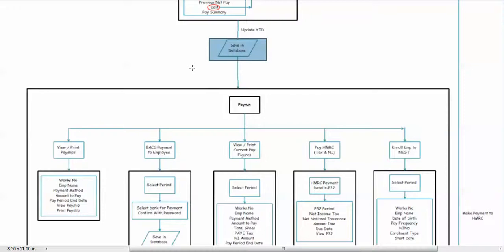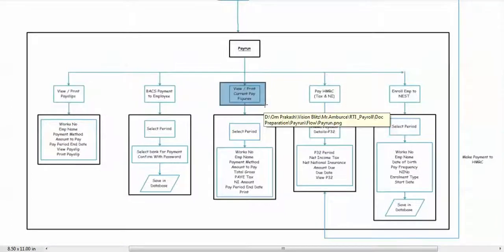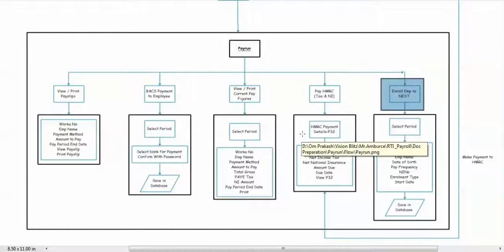the same data has been saved in the database, the payroll of bank payment to employees, viewing or printing pay slips, viewing or printing current pay figures, tax and national insurance payment for the organization to HMRC, and enrollment of the employee to the next pension scheme will be happening. So now we are going to see each and every module individually.